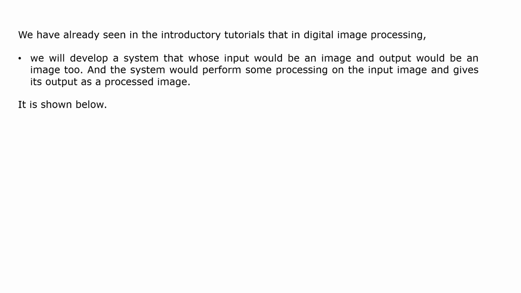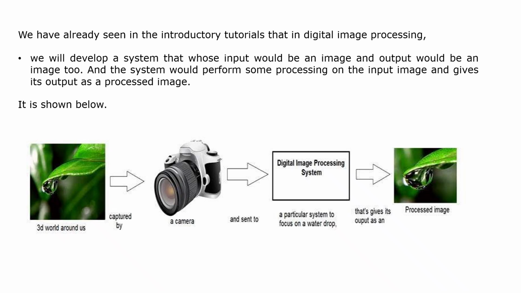In the earlier lectures, we have already seen some basics of image processing. Now we will develop a system whose input would be an image and output would be an image too, and the system would perform some processing on the input image. That is, its output is a processed image. As a diagrammatic view, any 3D image around us will be converted using a camera and then sent to the image processing system. Then it gives an output as a processed image.